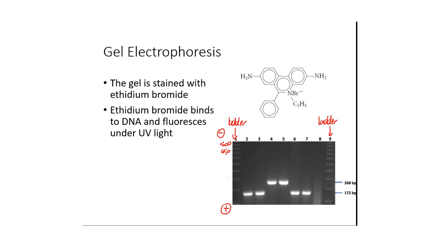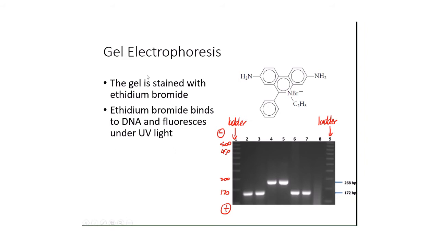So over here this might be like a 300, and over here this might be, totally making this up, like 170 or something. So when you look at your sample and you see a very bright band here, then you know this is roughly about 172 base pairs long. Okay, and you will know that this DNA sample here is maybe 268. Okay, so using gel electrophoresis, you are able to determine the size of the DNA fragments that are in your sample.